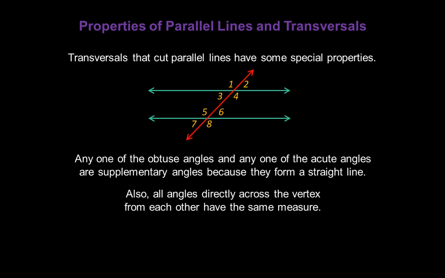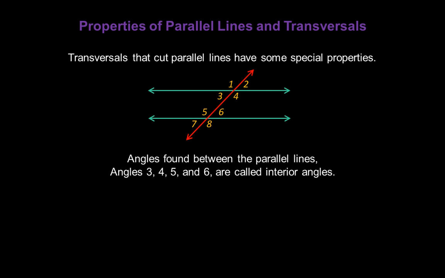Also, all angles directly across the vertex from each other have the same measure. So angle 1 and 4 will be the same. The measures of angle 2 and 3 will be the same, as will 5 and 8, and 6 and 7. These angles are known as vertical angles.